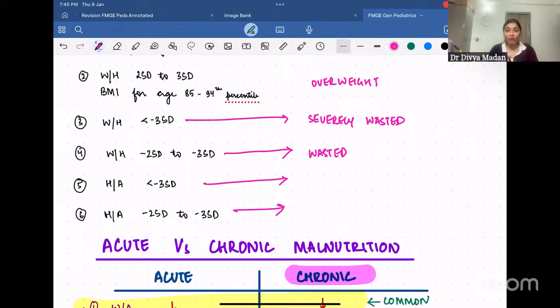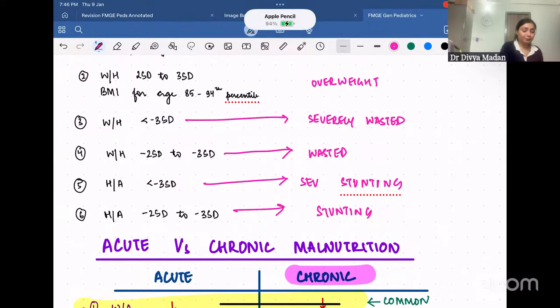If the height is severely short, I will label the child as severely stunted. So if the height for age is less than minus 3 standard deviation, this is severe stunting. And if the height for age is in between minus 2 to minus 3 standard deviation, this is stunting, right? So the crux here is anything beyond plus minus 2 standard deviation is abnormal. Anything beyond plus minus 3 standard deviation is going to be severely abnormal, right? Severely abnormal.